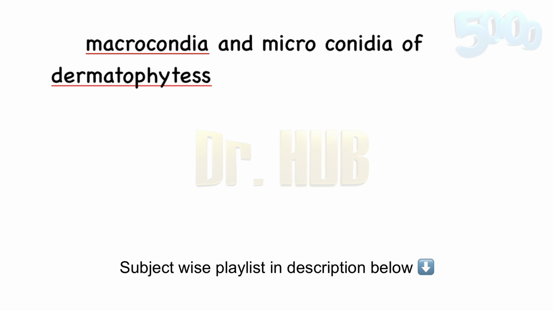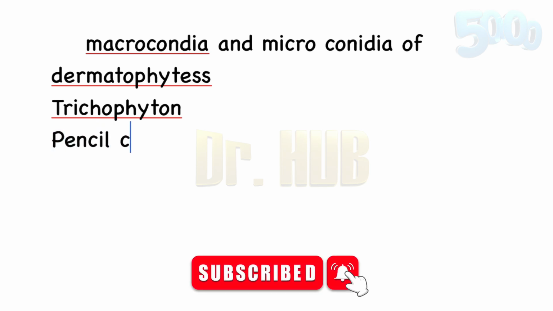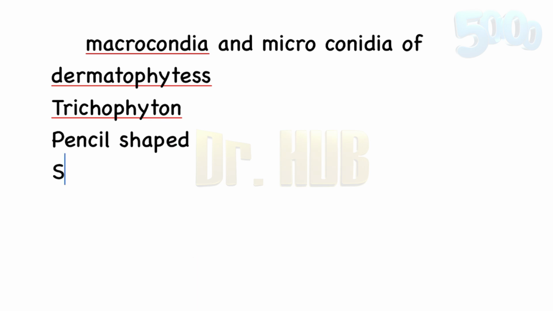Let's look into the characteristic features of the Macroconidia and the Microconidia. And this is of the Dermatophytes. So the first one is the Trichophyton. So under the Trichophyton, we need to know about the macro and the micro. The macro is thin-walled and pencil-shaped. So it is pencil-shaped, and the Microconidia is small and unicellular.